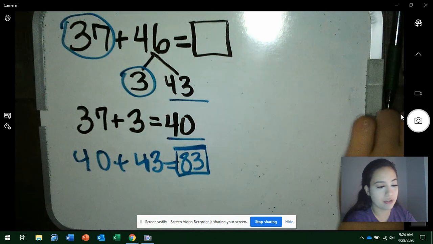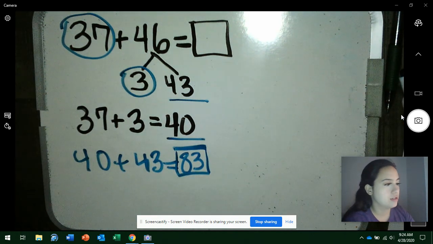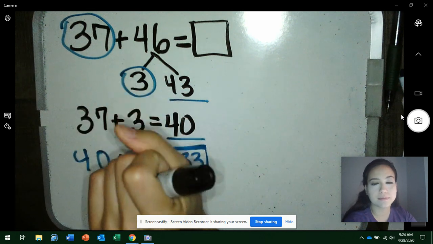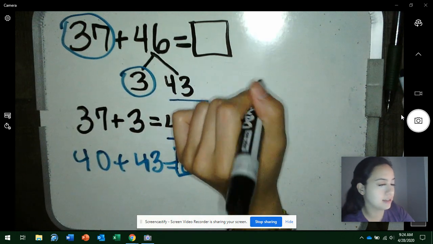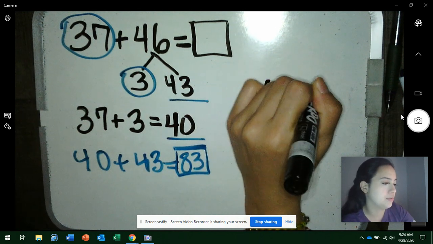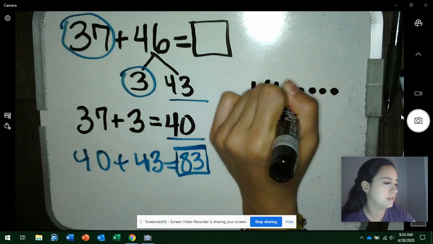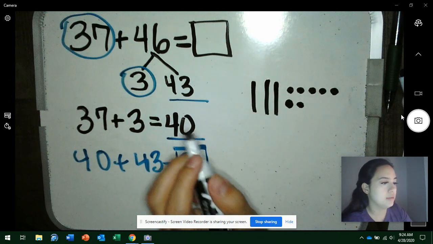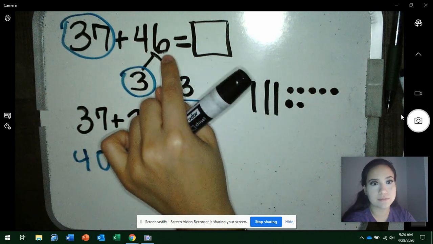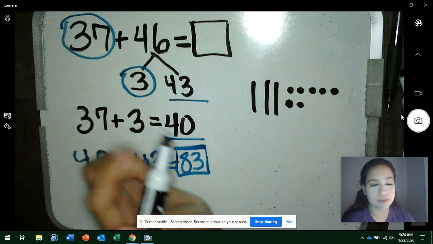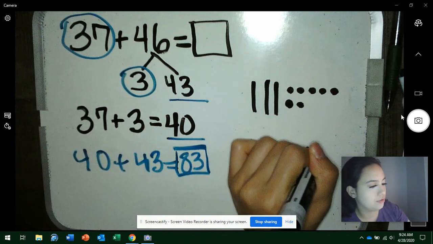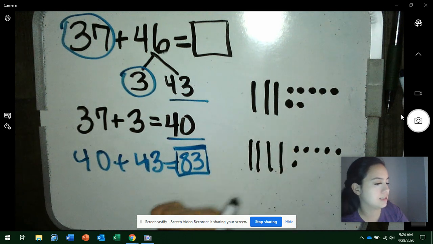So let's draw it in a picture so that we can better understand. Ready? So 37 has how many tens and ones? Get ready. Yeah, 3 tens, let's draw them, and 7 ones. 1, 2, 3, 4, 5, 6, 7. How many tens and ones does 46 have? Get ready. 4 tens, 6 ones. Let's draw it. 1, 2, 3, 4. 1, 2, 3, 4, 5, 6.